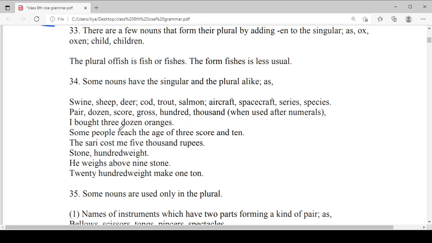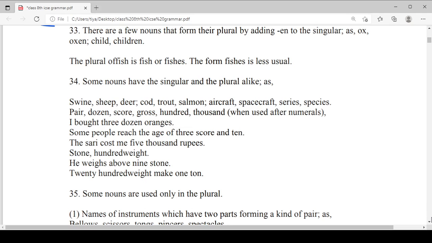I bought 3 dozen oranges. Some people reach the age of 3 score and 10. The sari cost me 5,000 rupees. Stone, 100 weight. He weighs above 9 stone. 20 weight make 1 ton.